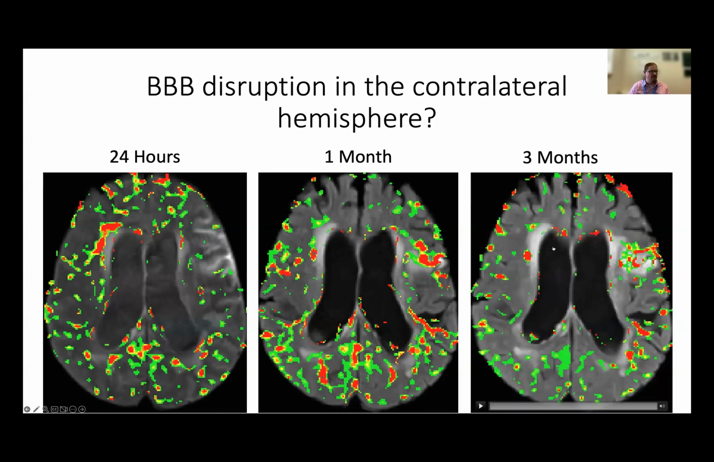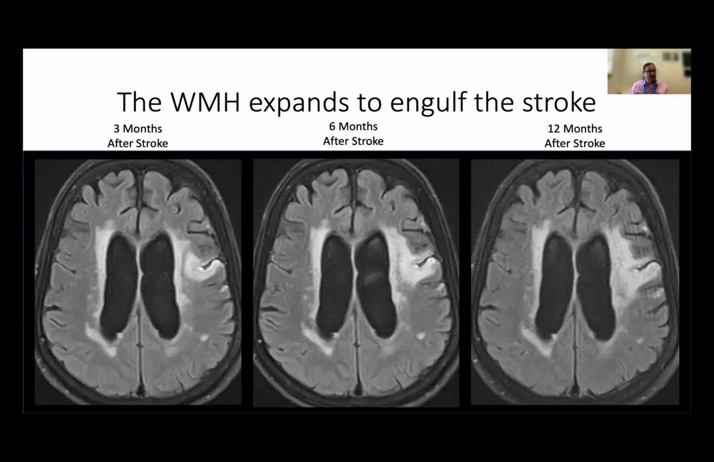And then even at 3 months, we still have pretty significant disruption of the blood-brain barrier. And so if you follow this area here over time, this is very remote from the lesion, but it experienced a lot of blood-brain barrier disruption for months. And when you look at the FLAIR, how that changed over time, the first one's at 3 months, and then at 6 months, and then 12 months. And if you just look at this area here, it's almost as if the white matter disease has consumed the stroke and become this whole lesion we see over here.